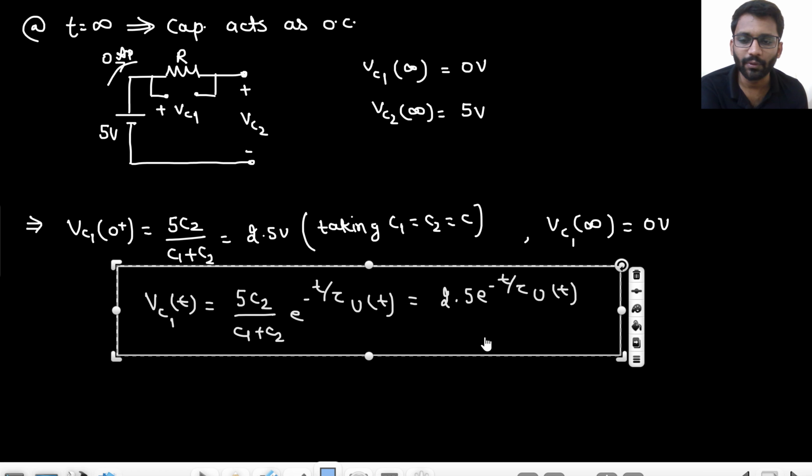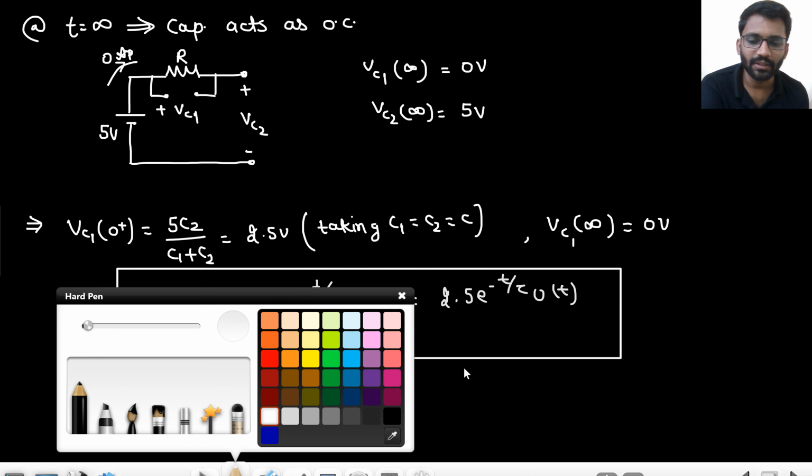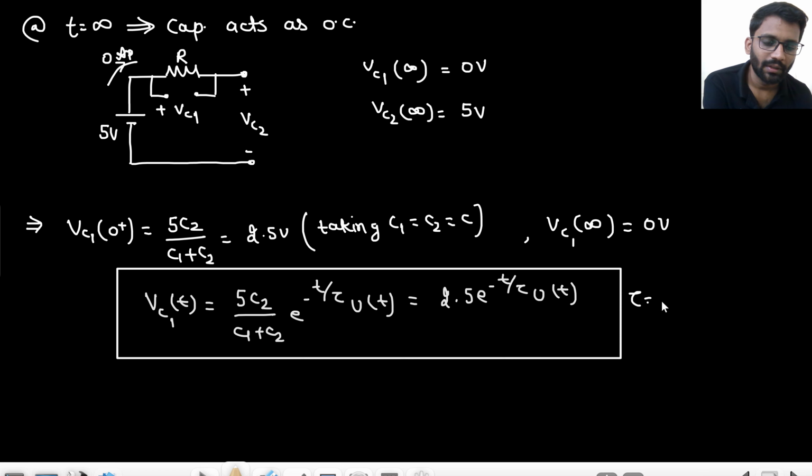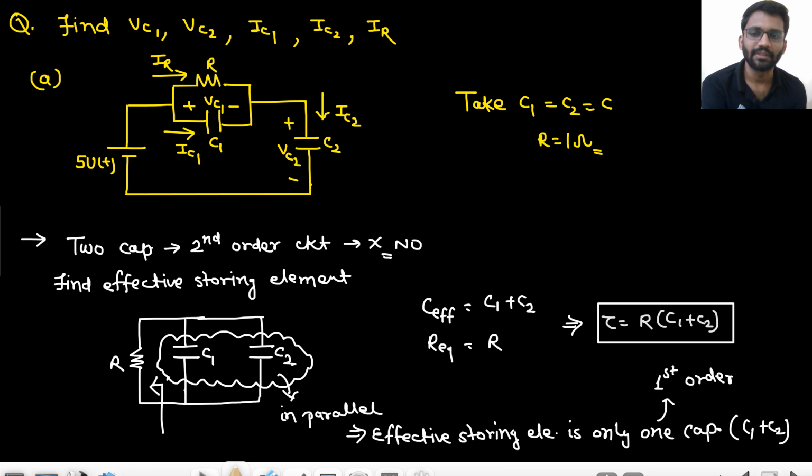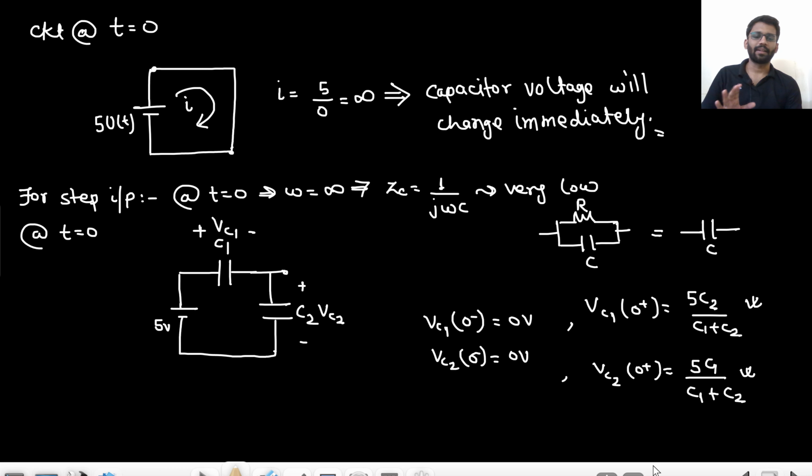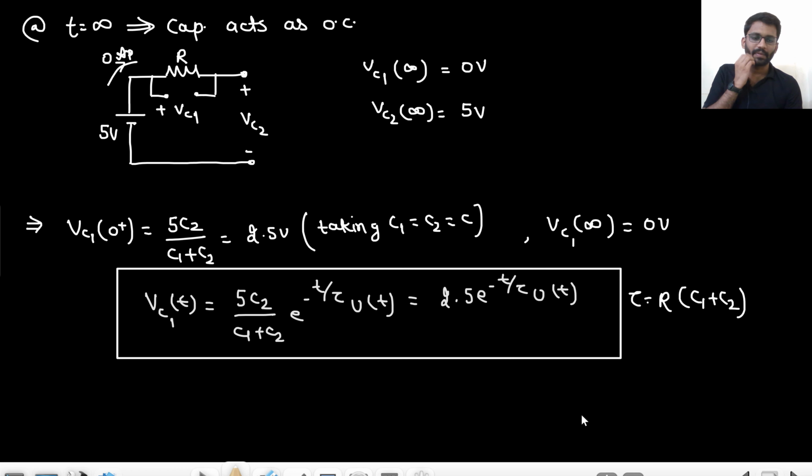And what is the value of tau? Tau is the time constant, and that is equal to R into C1 plus C2, because C1 and C2 are both in parallel, so this is the time constant. So this is the complete analysis for VC1. Okay, now talking about VC2.